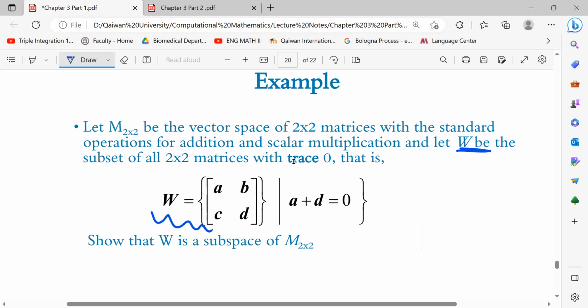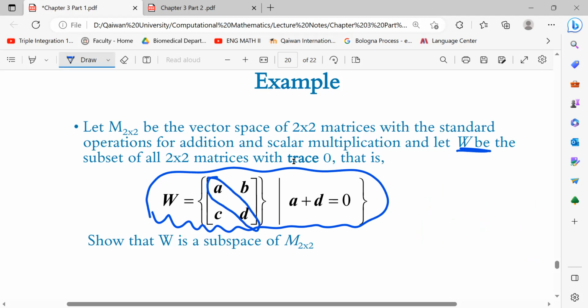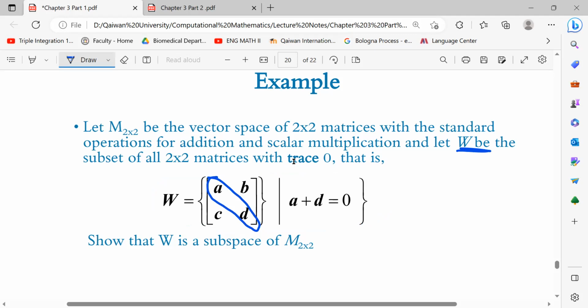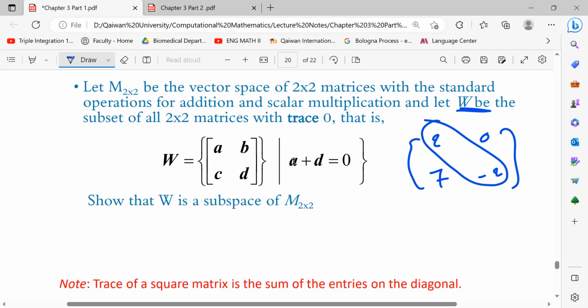W is defined by this type of matrices, 2 by 2 matrices, in which the trace is 0. That means the sum of elements on the diagonal, these two, is 0. Let's take an example for this. We say 2, 0, 7, -2. The sum of these two is 0. Also you can say 0, 2, 7, 0. The sum of these two is also 0.